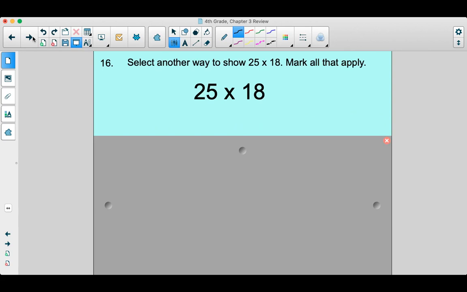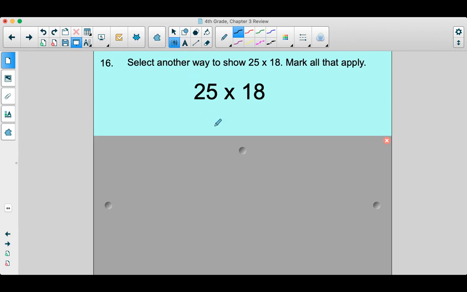All right, number 16. Here we go. What page are we on? I don't even know anymore. We've done so much work. So number 16 is on page 139. All right. Select another way to show 25 times 18. And oh man, we're going to get lots of options.